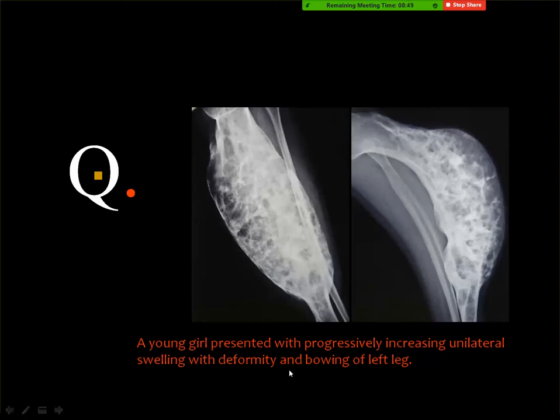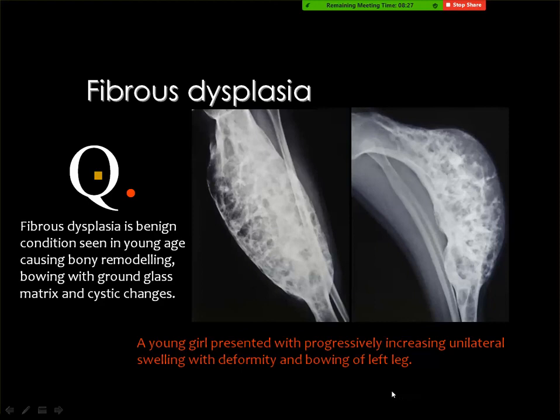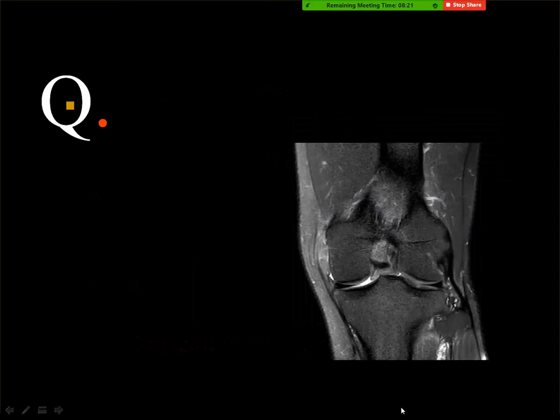What do you think? This is the tibia. No. Long lesion in a long bone. Fibrous dysplasia. Yes, and this is fibrous dysplasia. Long lesion in a long bone is a fibrous dysplasia. Very good.